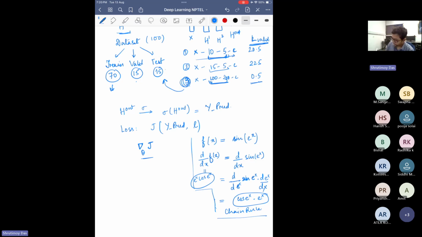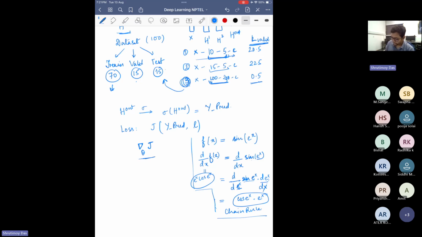First, we have this function sine of e to the x. We know that it depends on e to the power x, so we differentiate it with respect to e to the power x, and then we go back to e to the power x. This depends only on x, so we differentiate it with respect to x.